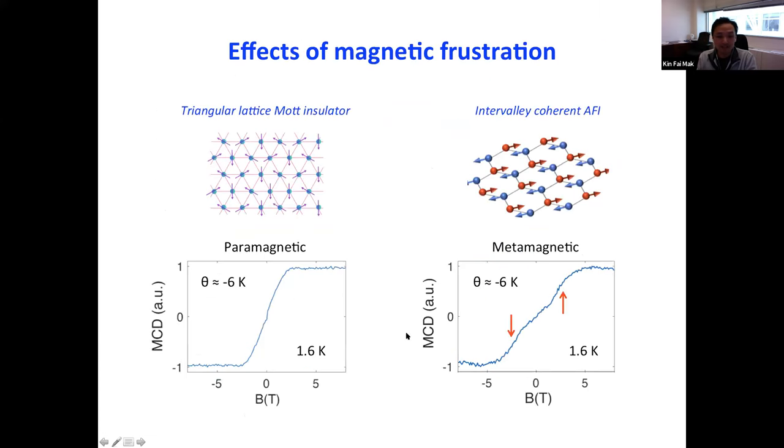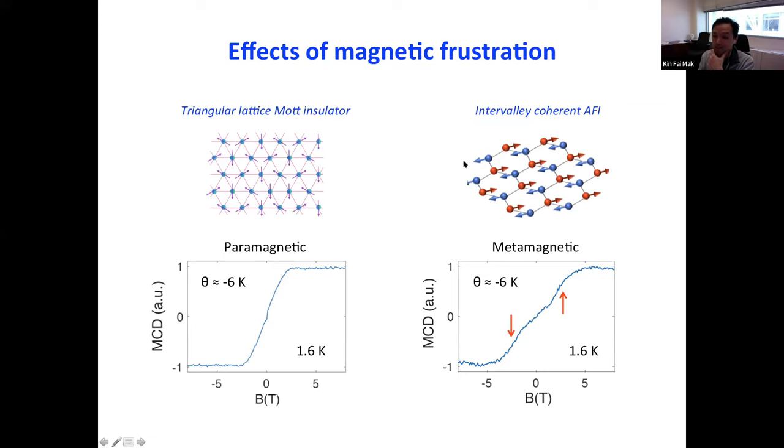And finally, this is the final slide. And I just want to briefly contrast the behavior of a triangular lattice and a honeycomb lattice. So for small electric field, we actually have a triangular Mott insulator. And when we measure the spin polarization versus magnetic field, even at a temperature that is small compared to the Curie-Weiss temperature, we still see paramagnetic behavior. We do not seem to see metamagnetic transitions in the system.